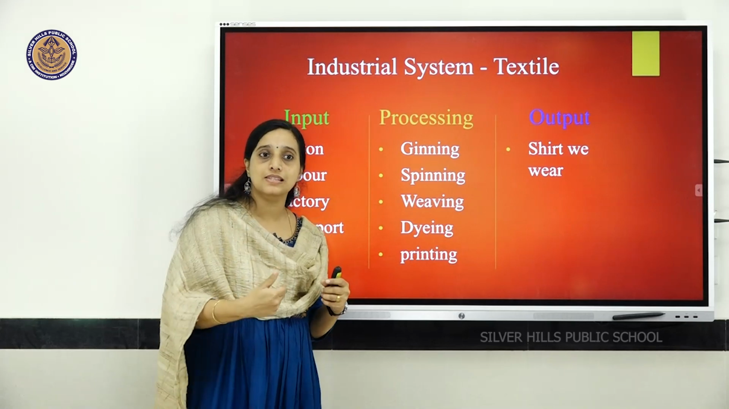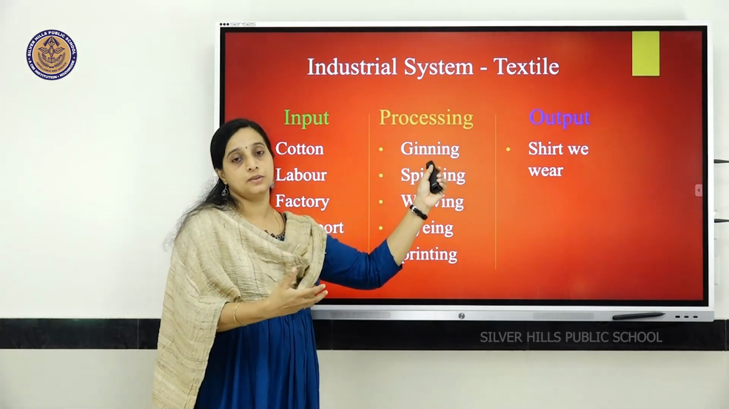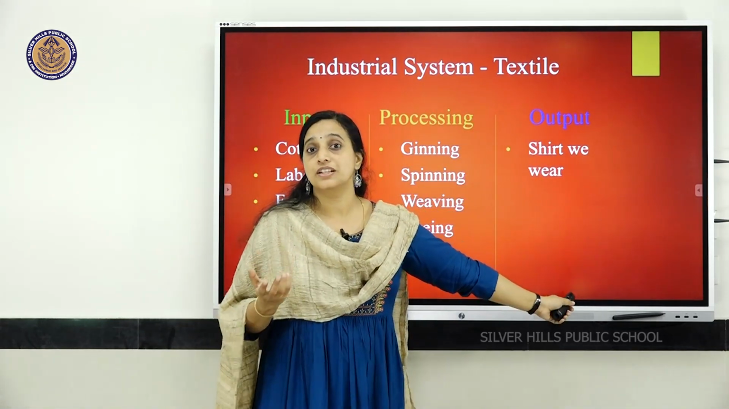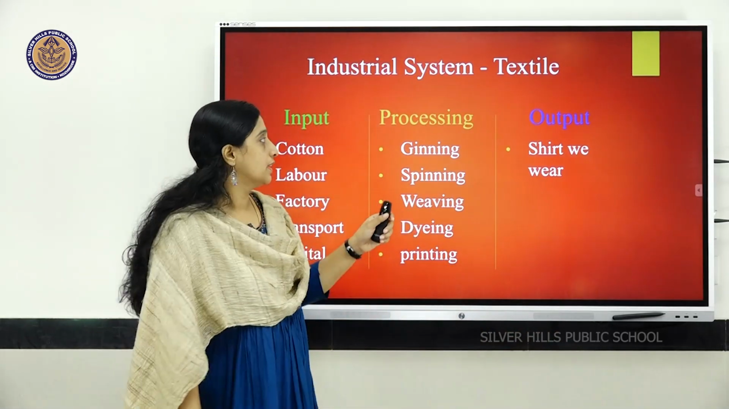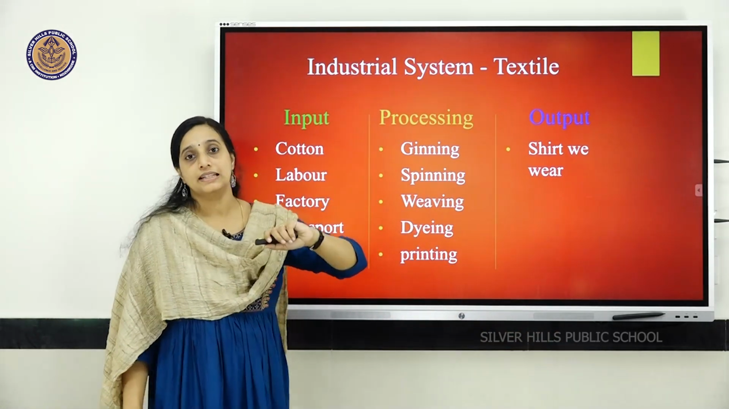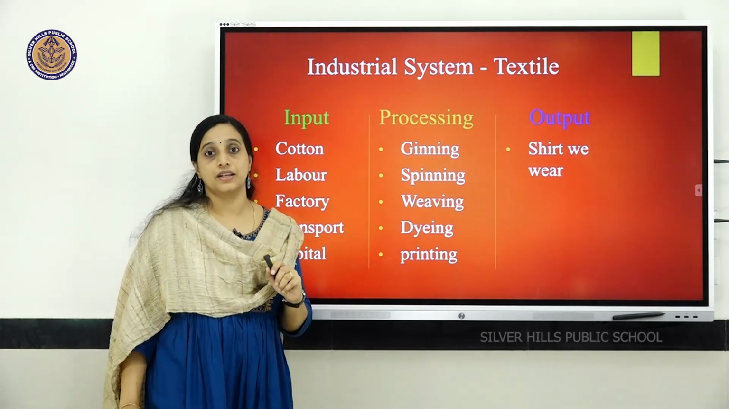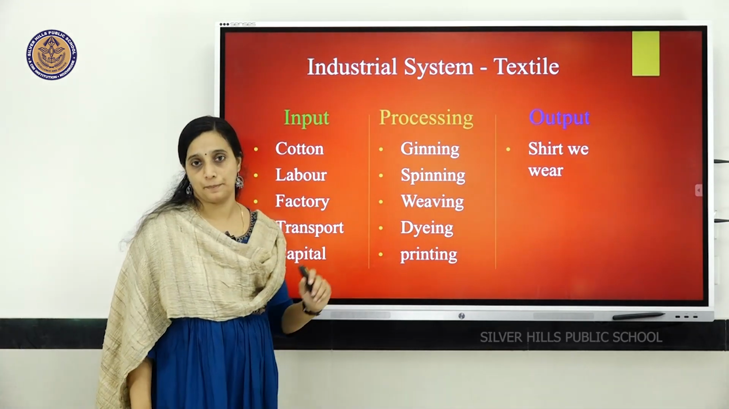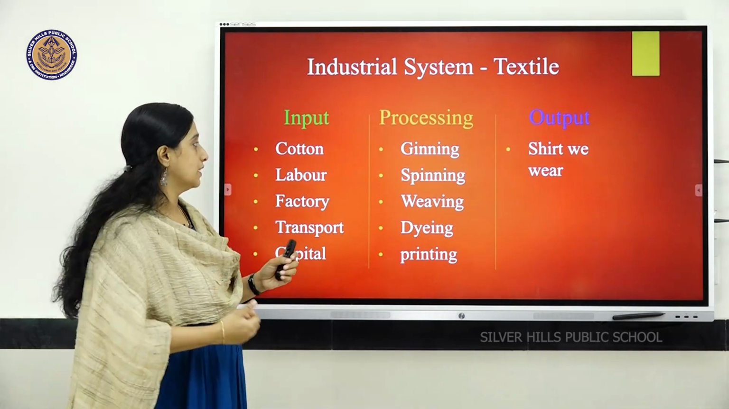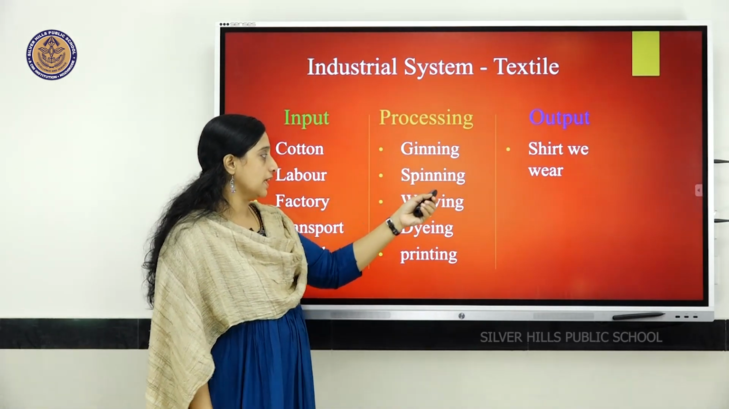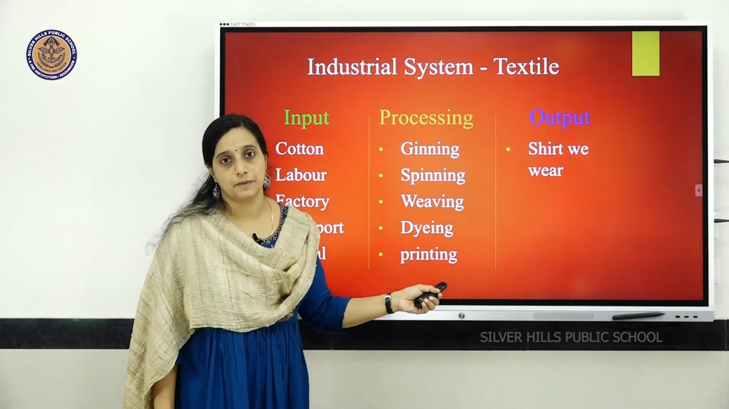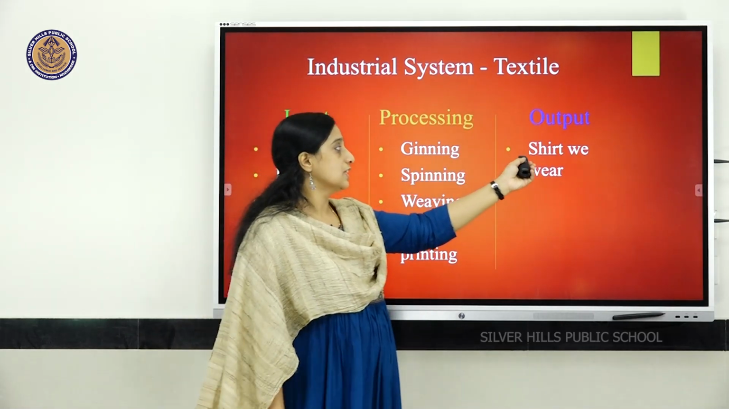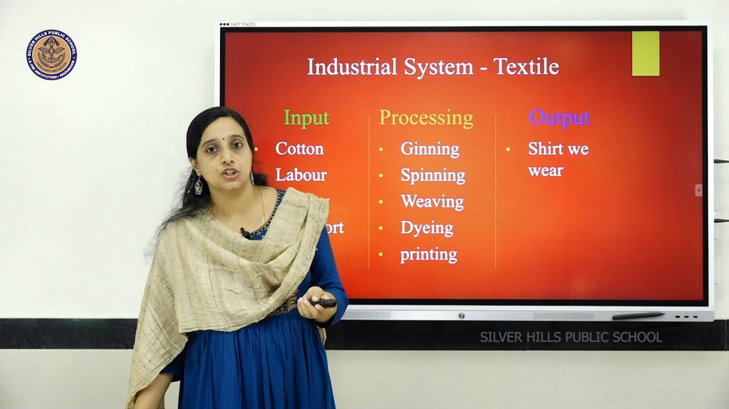Now, what is the processing? Processing is how the machines or technology work, and then the finished product is what we call the output. Let us look at a textile industry. In the textile industry, the inputs are cotton, labor, machines, transport and capital. The processing includes ginning, spinning, weaving, dyeing and printing. The output is the textile, the shirt we wear or the garment that we use.